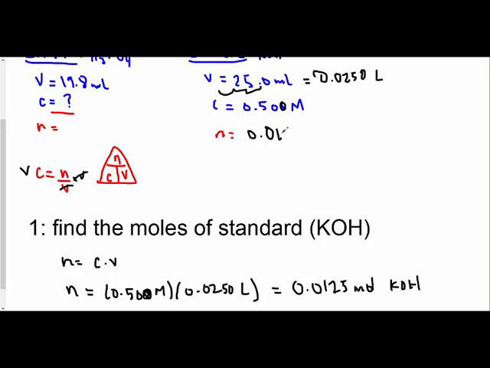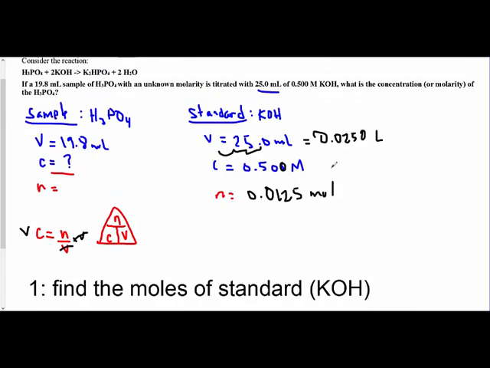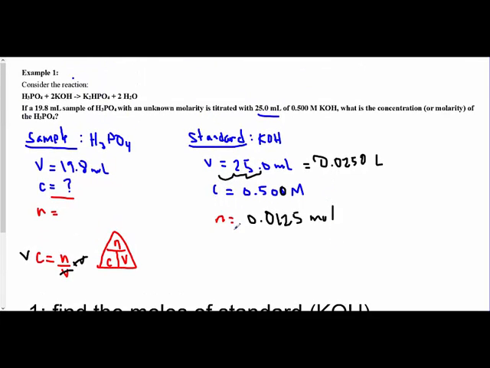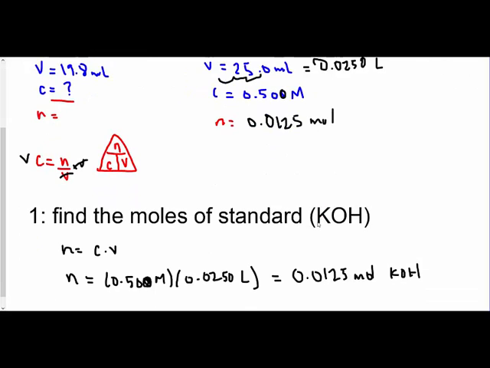0.0125 moles. All right, great. Now we know how much standard we added in moles, and we can now cross the mole bridge in our reaction equation using the mole ratios of the standard in the sample. So we're concerned about the mole ratio between KOH, our standard, and the phosphoric acid, our sample. And that's our next step. So step 2 is to cross the mole bridge and find the moles of sample.